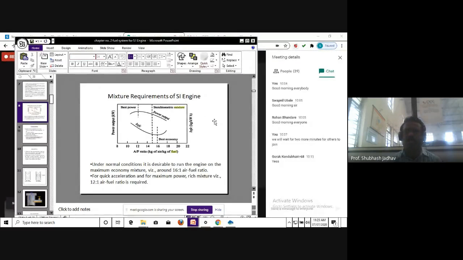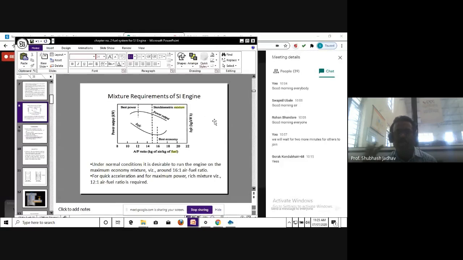Basically, what we understood in the previous slide was it has to go through different stages. What are these different stages? Fuel has to be taken from the tank, which is in the liquid form. Correct? It has to be made to flow to the region where we are going to prepare the mixture, which is the carburetor. Correct? In the carburetor, it has to evaporate.